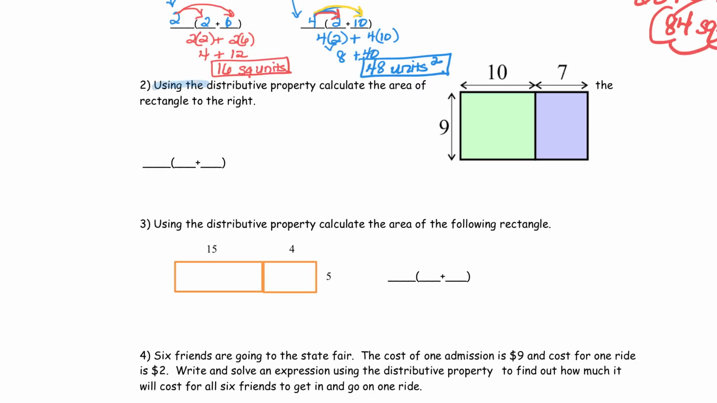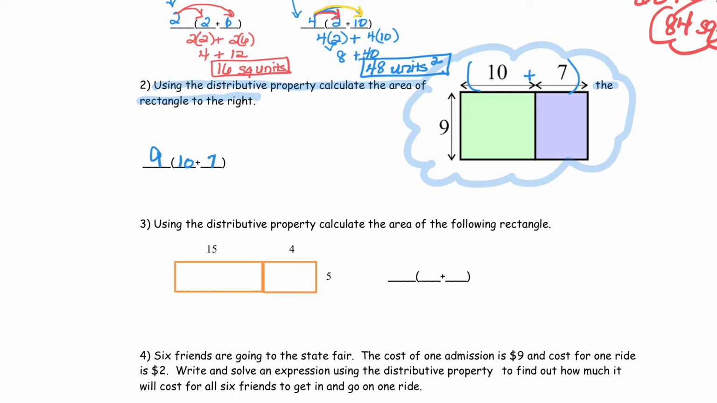Number 2 says, using the distributive property, calculate the area of the rectangle to the right. So here is our problem here. And what you're going to do is try to set up using the distributive property. Pause the video and give it a shot for the setup. Did you get the setup right? Well, if you did, then you can simply go on and multiply and solve for the square units. Go ahead and do that now. Pause the video. And if you did the work correctly, you should wind up with 153 units squared.